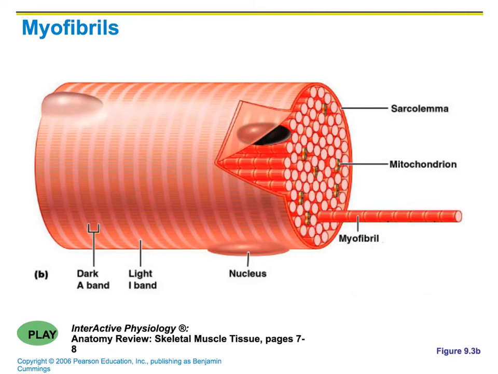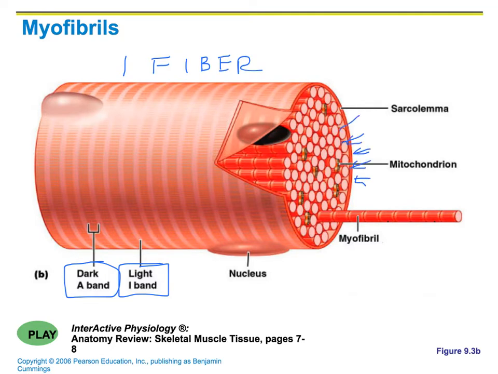Here's a zoom in. Here are your two bands alternating, dark, light, dark, light. So this would be one fiber or one cell, and packed with fibrils. So each of these would be a fibril, right? All these in here, fibril, fibril, fibril.